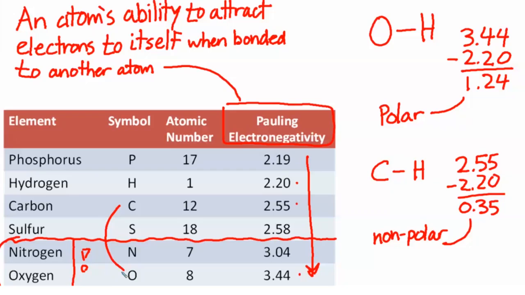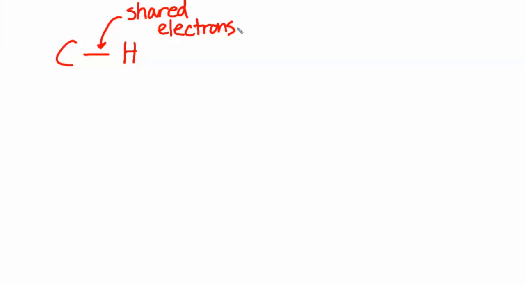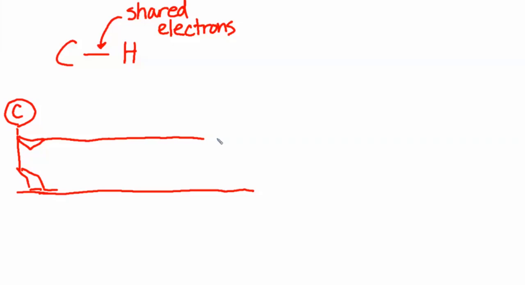Now, instead of thinking in terms of numbers, let's think about this in terms of pictures for a second. Let's first take a look at a CH bond. This line represents the covalent bond, which is a pair of electrons being shared between the carbon and the hydrogen. C and H have similar electronegativities, so they almost have the same pulling force on the electrons being shared. We can think about this as if it was a tug of war between two people who are almost the same strength. Neither one succeeds in pulling the electrons very far away from the other.